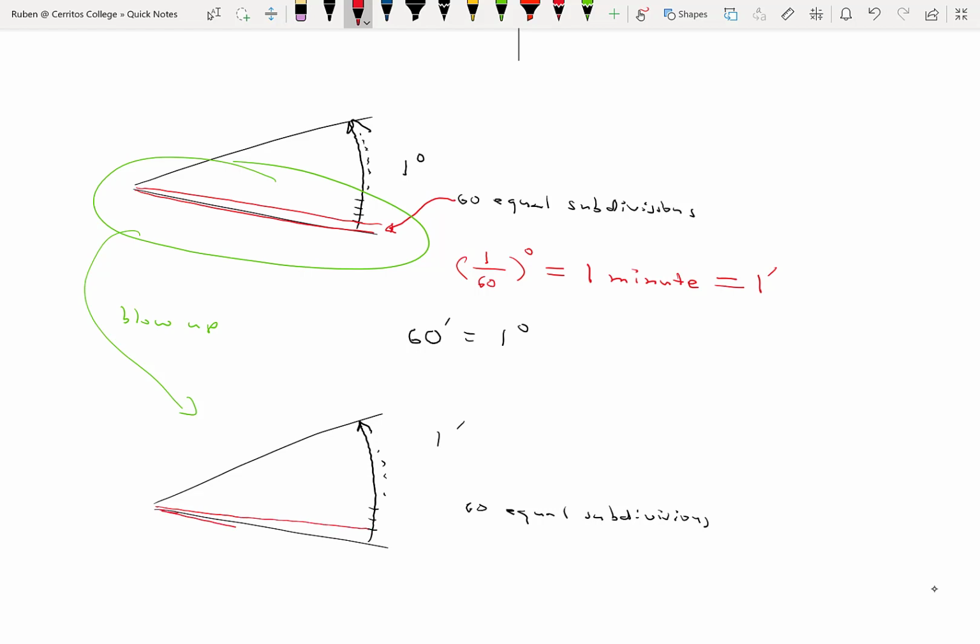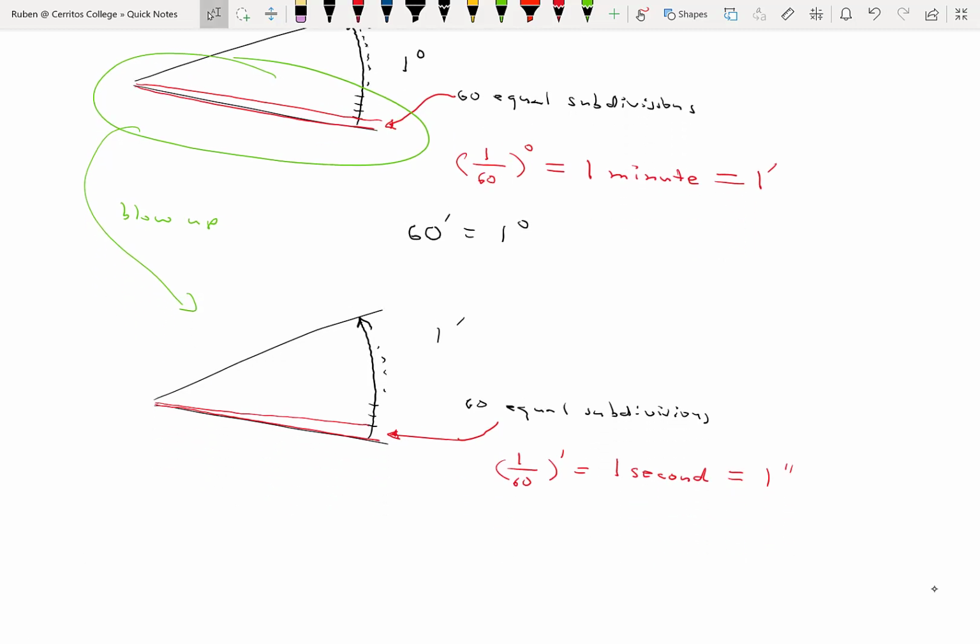Now that little angle in red is tiny. That little angle in red right there is 1/60th of the 1 minute that I have, which itself is a tiny little angle. This subdivision is 1/60th of a minute, and this is called 1 second. Again, it has nothing to do with time. And the abbreviation for second is the double apostrophe, a quotation mark, which is what you use for punctuation. So there are 60 seconds in 1 minute.